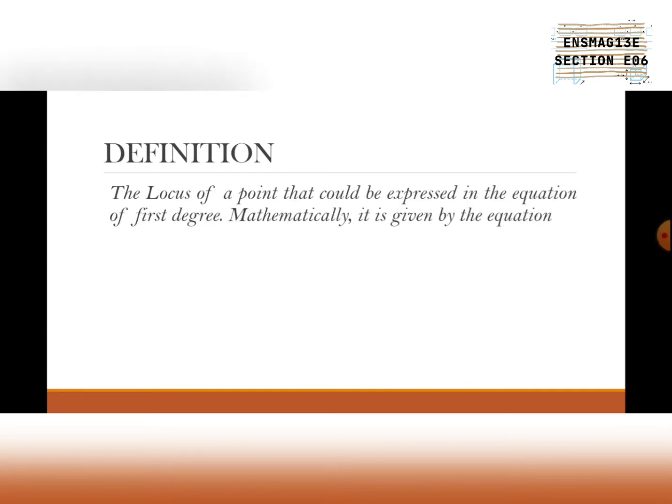The straight line is a locus of a point that could be expressed in an equation of first degree. In our study of the straight line, we shall first discover a correspondence between a line and a first degree equation in x and y. The equation will represent the line, and the line will be the graph of the equation. Mathematically, it is given by the equation ax plus by plus c is equal to 0.